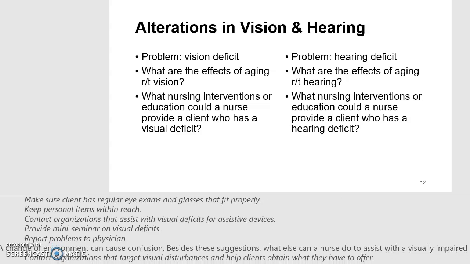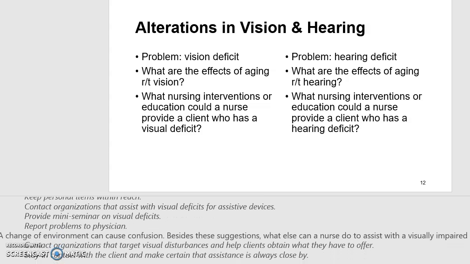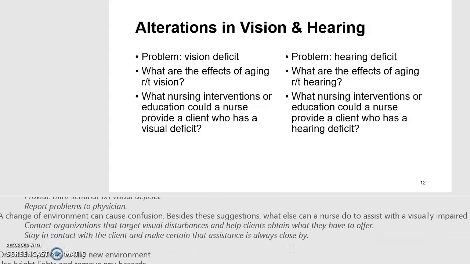And you can always make sure that you are assessing their visual acuity. Do they see any safety hazards in their environment? And again, any change of environment can cause confusion. So, helping a visually impaired client with a change of environment, explaining where everything is in the room, asking the client, do they usually use a clock?